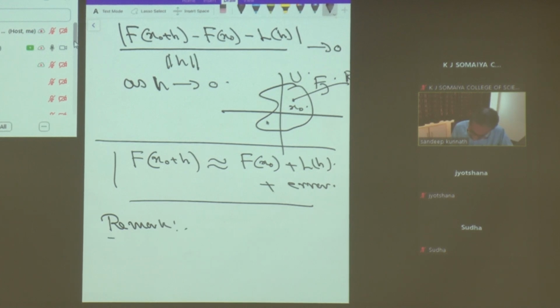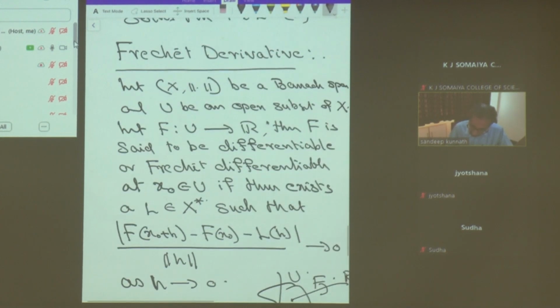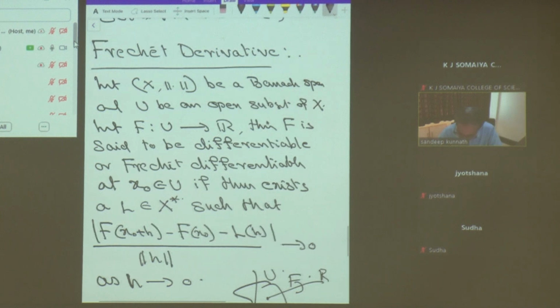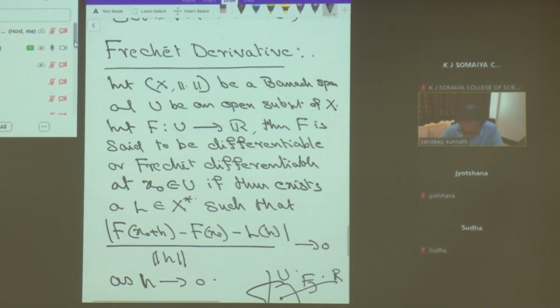This is very similar to, for example, how I have defined the derivative of a function f from X to R or U to R. There is nothing special about R. Even if you have a function f from U to another Banach space Y, you can give the definition in the same way. In that case, the derivative is going to be a bounded linear map from X to Y. That is the only change.